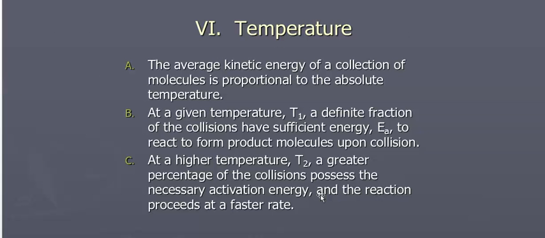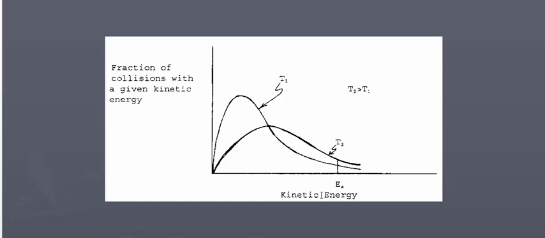Okay, temperature. Temperature affects reaction rate. The average kinetic energy of a collection of molecules is proportional to the absolute temperature, that is the Kelvin temperature. At a given temperature T1, a definite fraction of collisions have sufficient energy to react to form products, but at a higher temperature, a greater percentage of the collisions possess the necessary activation energy. So the reaction will proceed at a faster rate. So let's look at a graph of fraction of collisions versus kinetic energy at two different temperatures.